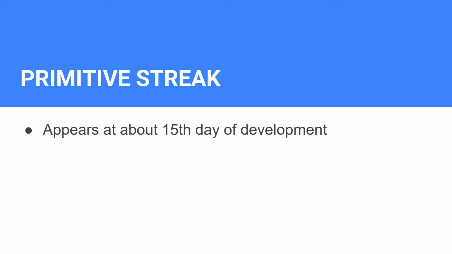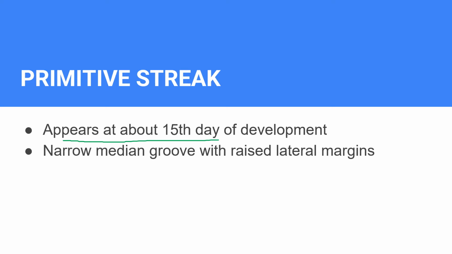So what is the primitive streak? When does it appear? It appears at about the 15th day of development. What is the shape or structure of the primitive streak? It is a narrow median groove with raised lateral margins. Even though the name is a streak, its appearance is like a groove in the middle with raised margins on the sides.